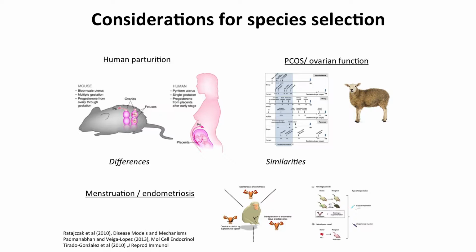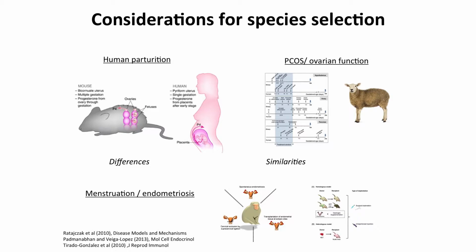Mice are often chosen because of their tractability, but there are lots of important differences. For example, in the study of parturition, mice have multiple pregnancies and a short gestation length. They also have a bicornuate uterus, and progesterone is produced primarily by the ovary throughout gestation, whereas in humans there's a luteal placental shift later on in gestation.